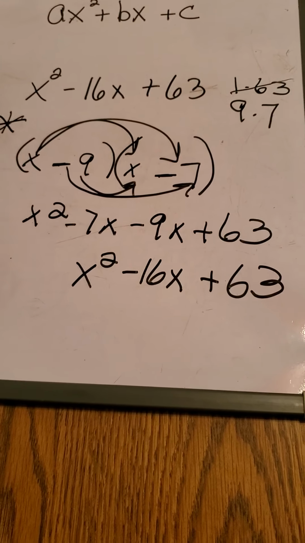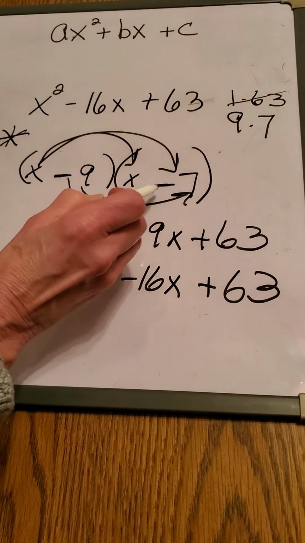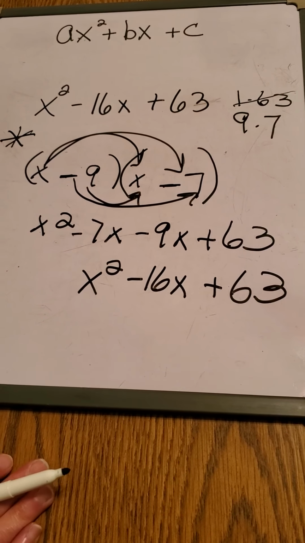So my final answer is x minus 9 times x minus 7. That's how you factor a quadratic expression.